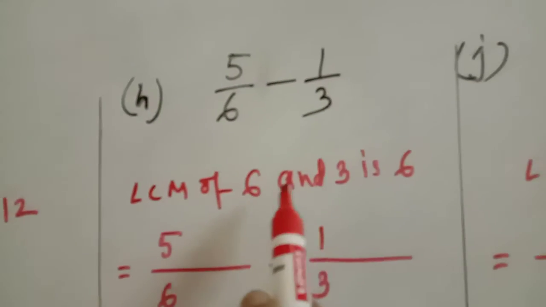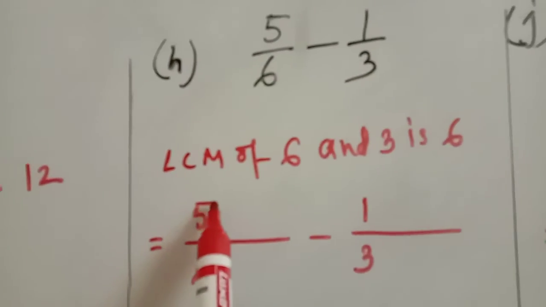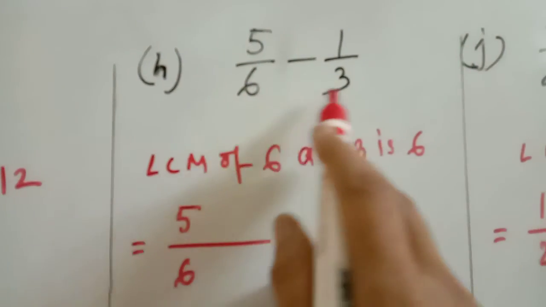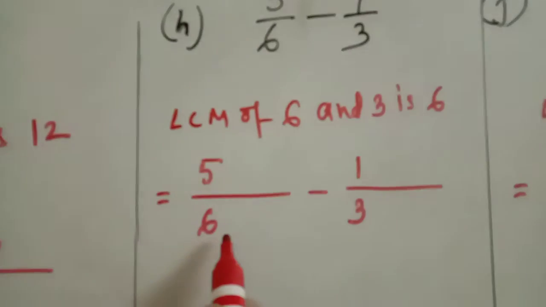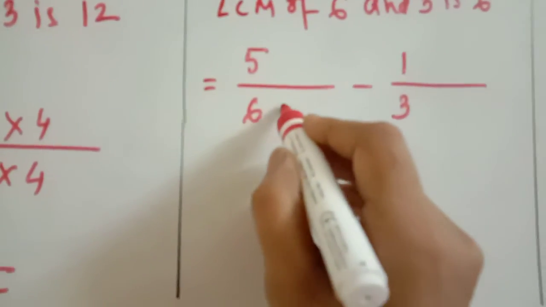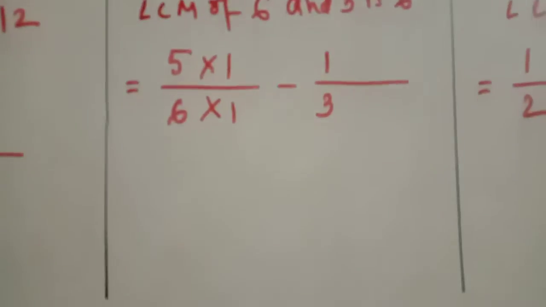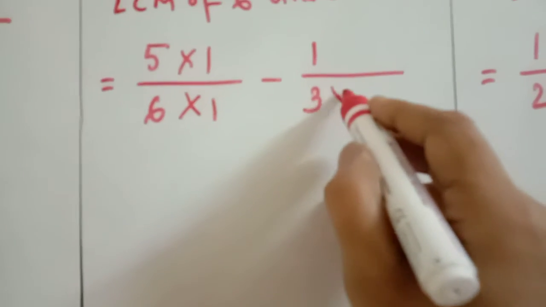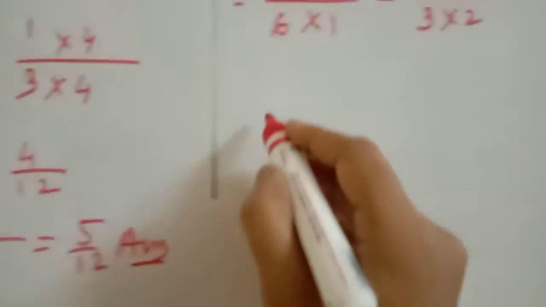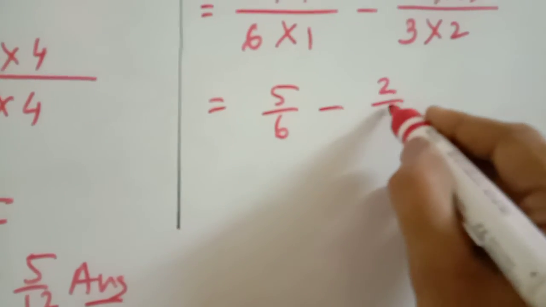LCM of 6 and 3 is 6. Now you know how to find the LCM, you have done it in junior class. So 6 and 3, the LCM is 6. I have written 6. Now when it is already 6, no need to multiply it by any number except 1. But to make it 6, we need to multiply it by 2. Now 5 by 6 minus 2 by 6.